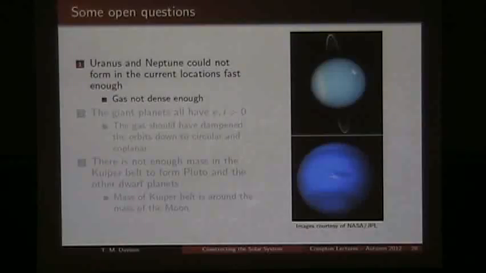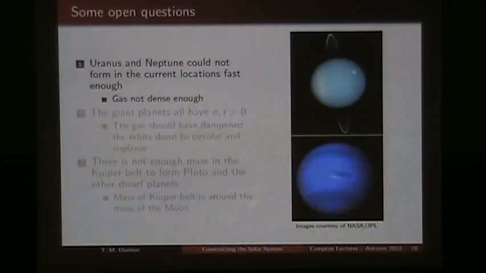So, some of these open questions that the models don't fully explain. Well, first of all, Uranus and Neptune, in their current locations, it's thought that they probably wouldn't have been able to form fast enough to form the size of planets that they are. The gas at the large distances they are from the Sun is not dense enough to be able to quickly form the planets that we see.